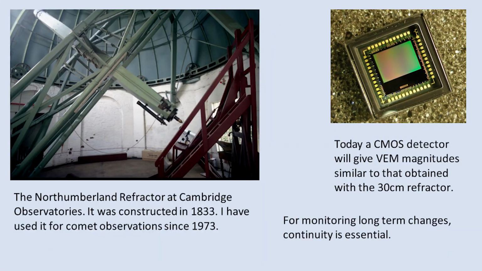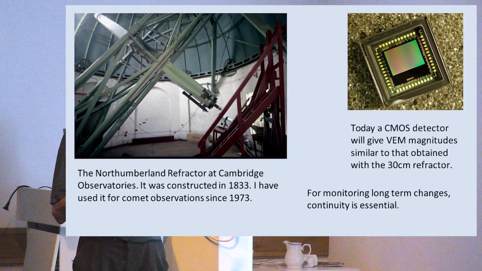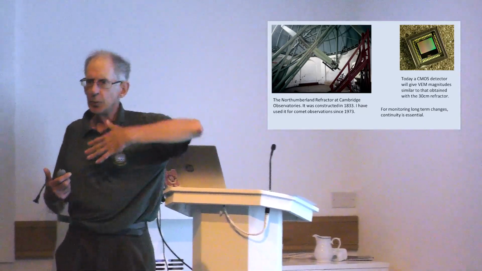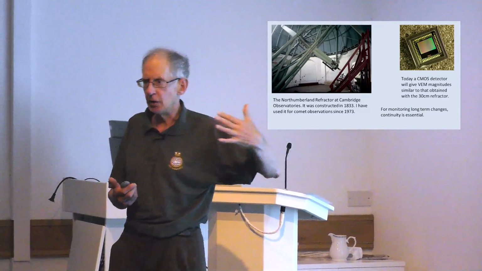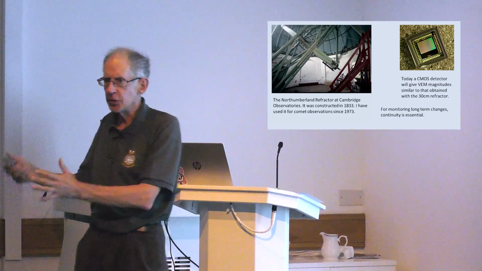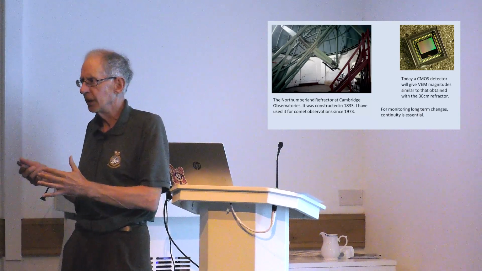Now, for doing the analysis, traditionally, observations of comets were made with long focused refractors like this one at the Cambridge universities. But today, most of our electronic observers are using CMOS type detectors on average sized telescopes. And what we need to try and do is establish a link between the two so that we can use the old observations of particularly the periodic comets that have been made over many decades to link in with the new observations that are being made electronically.